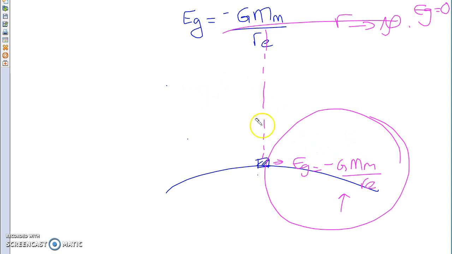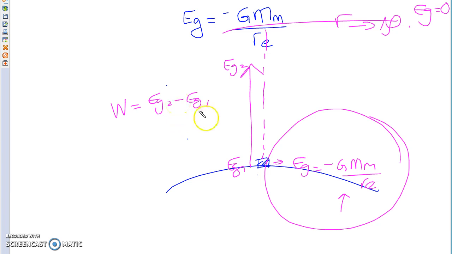Yesterday we also talked about how if I want to make an object go from here to here, there will be work required, and that would be EG2 minus EG1. There will be your EG1, there will be your EG2. You talk about work, and of course your work is going to be positive. So this is just a recall of what we did yesterday.